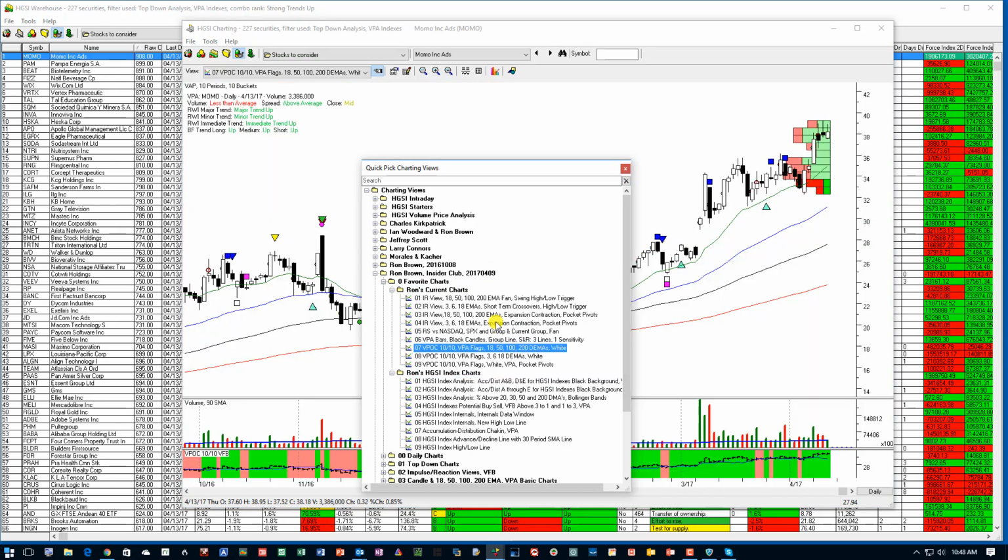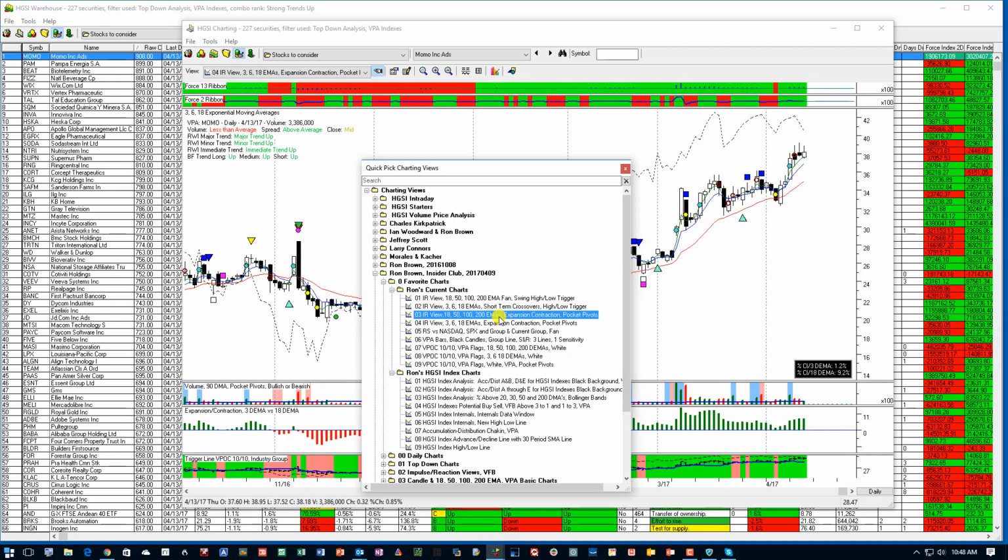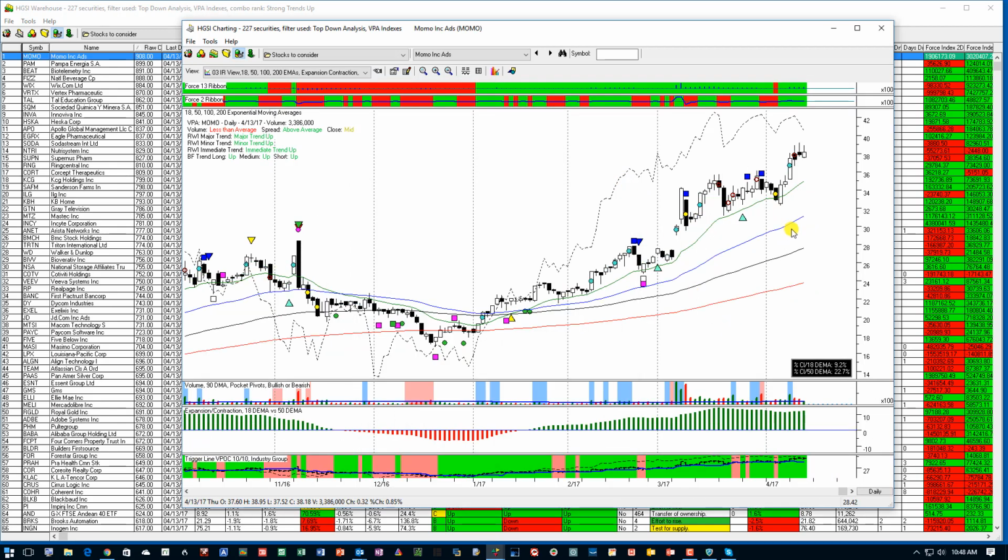That's not the one I want. This is a chart which contains the 18, the 50, the 100, the 200-day exponential moving averages. It is my fan chart. When all of these are stacked properly in the correct sequence, that means a long-term trend is intact.